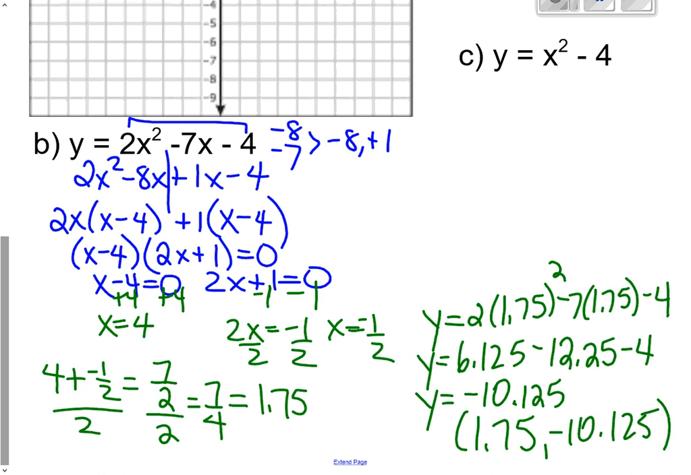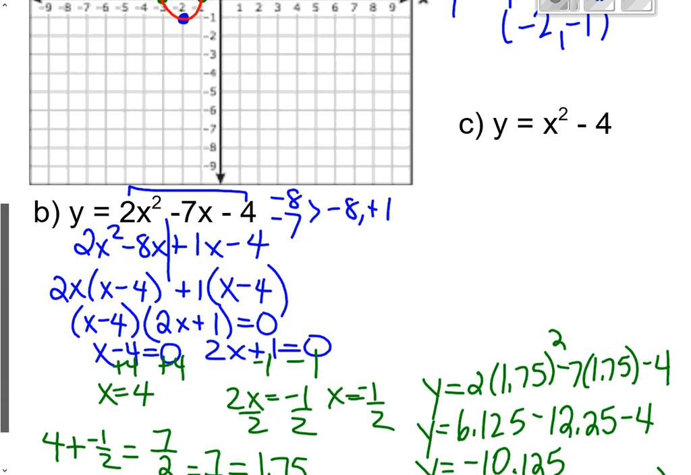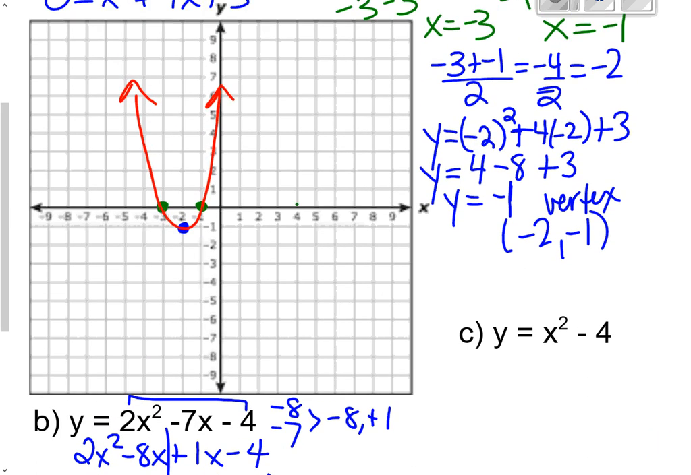We're going to have to just approximate it a little bit on our graph. It definitely will not be exact, but let's go up to our graph. So I'm going to start with my x-intercepts at 4 and negative 1/2. So 4 and negative 1/2. And then my vertex is at 1.75 comma negative 10. So it's like down here somewhere. And then our graph would look something like that.